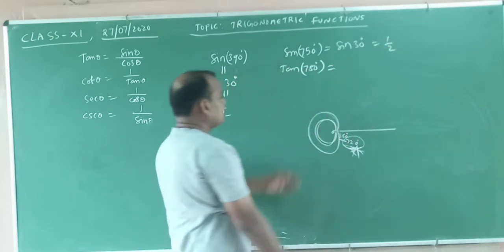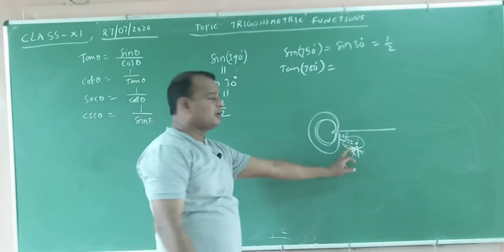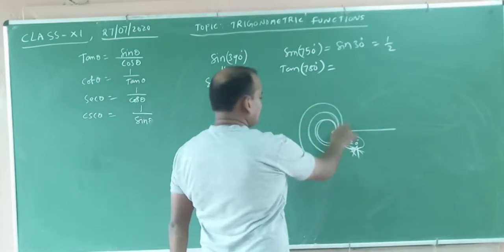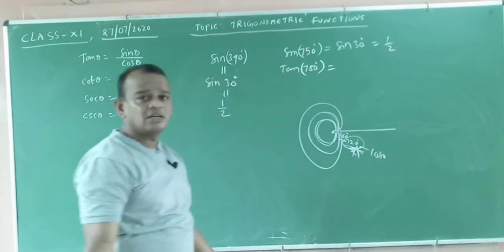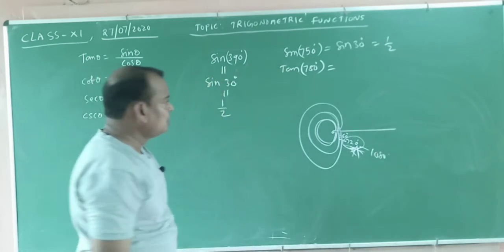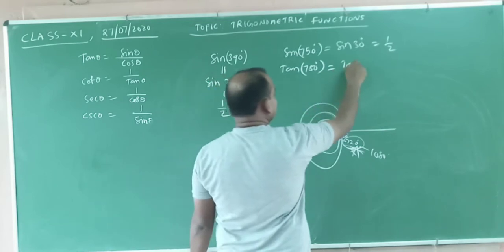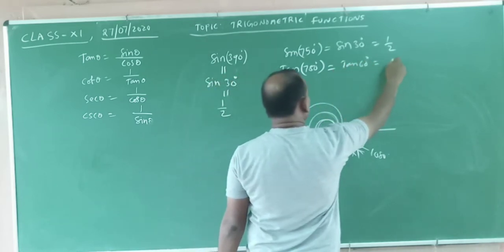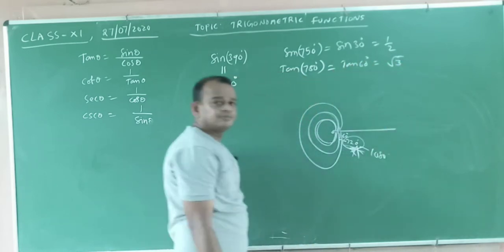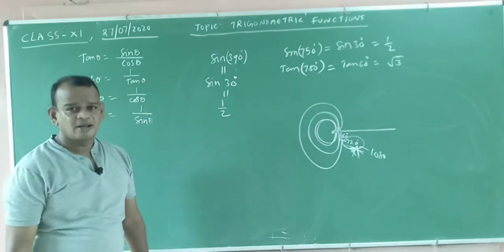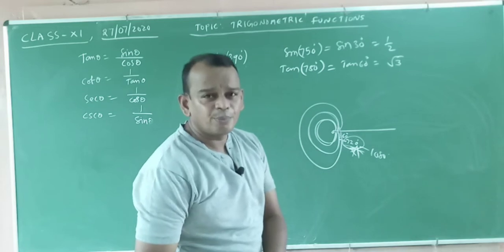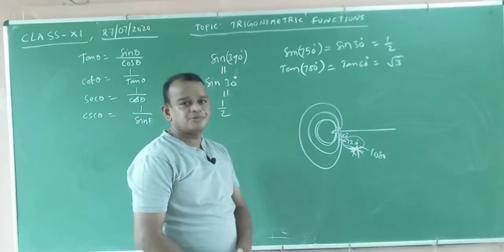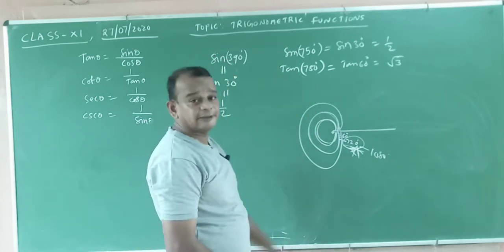In this one also, what happened? 780. You can subtract 720. Otherwise, third rotation completed means 1080. Say yes or no? More than 1080 we will omit. Now 780 means tan 60 degrees. Tan 60 is equal to how much? That equals root 3. Simple. Say yes or no? We will understand how to do the problems in this way.